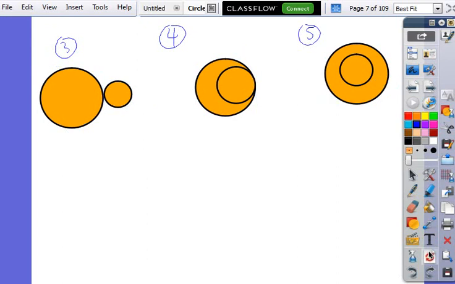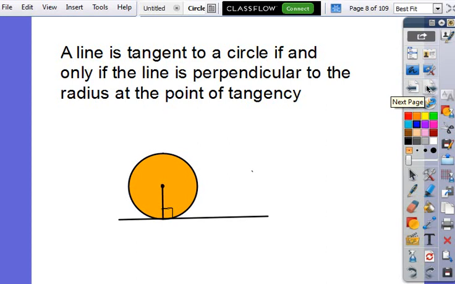Alright, we talked about this rule. A line is tangent to a circle if and only if the line is perpendicular to the radius at the point of tangency. All that means is this. If I have a tangent point right there, what has to happen with this radius and that line? What is it going to do?